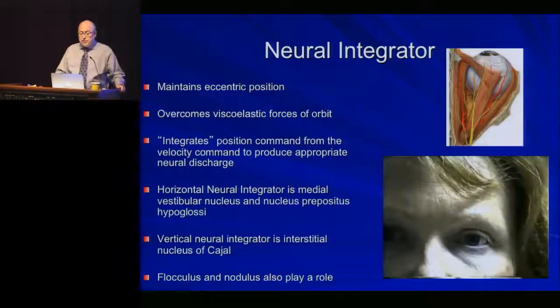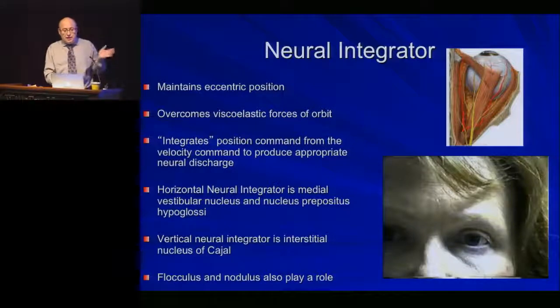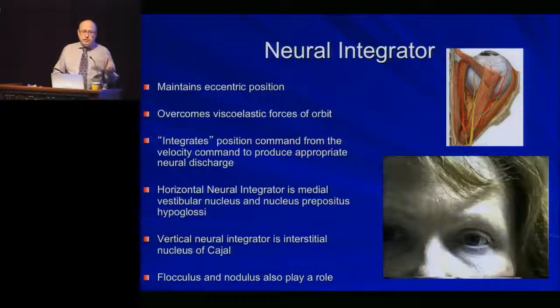Let's say you want to look to the side and keep your eyes to the side. There are these viscoelastic forces that try to bring the eye back to the center, to the primary position. To overcome that, you need to have a system that knows how much neural stimulation the lateral rectus gets on one side, the medial on the other, to keep the eyes off to the side. And that's called the neural integrator. And that is located in the medial vestibular nucleus and nucleus prepositus hypoglossi for horizontal movements, and it's in the interstitial nucleus of Cajal for vertical movements.